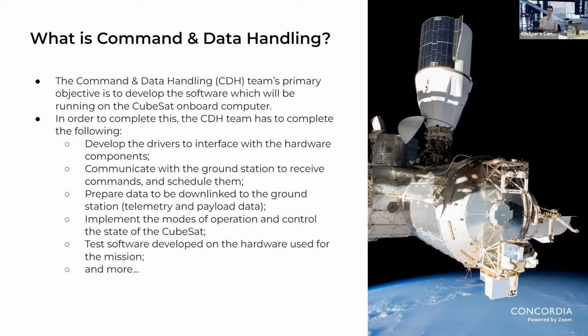We have to implement the different modes of operation and control the current state of the CubeSat. As an example, if we're in communication mode, we have to make sure through our ADCS model that the CubeSat is properly oriented so that we're able to transmit data properly and at a fast enough speed. And another important thing, which we'll cover a lot more later on in the presentation, is to test the software that we're going to be sending on the CubeSat. Because as we'll see later, once the satellite is in space, if something goes wrong, in most cases there's not really much that you can do to save your project.